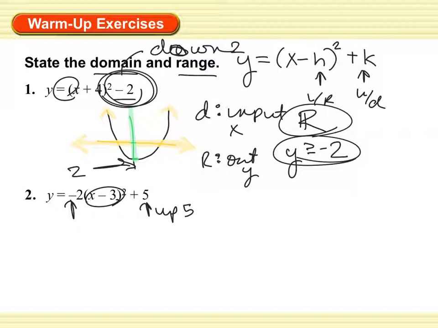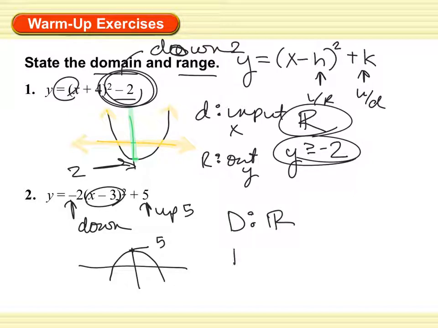This right here means it opens down. So my parabola is not a happy parabola, it's a sad parabola. It opens down, but the top of it is 5. Therefore, my domain, again, is going to be all real numbers. And my range is just going to be where it covers the y-axis, that part right there, which is y is less than or equal to 5.